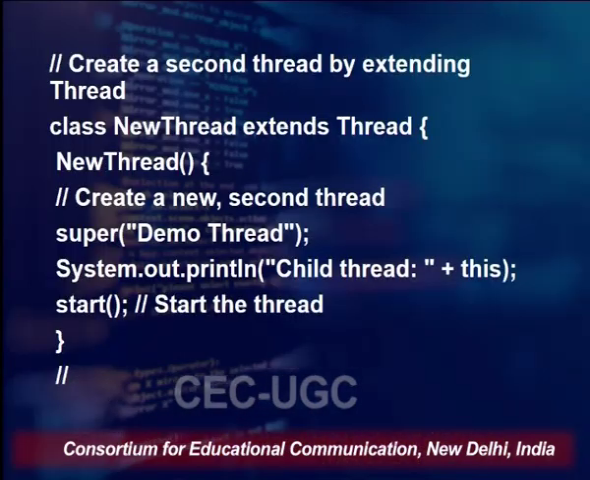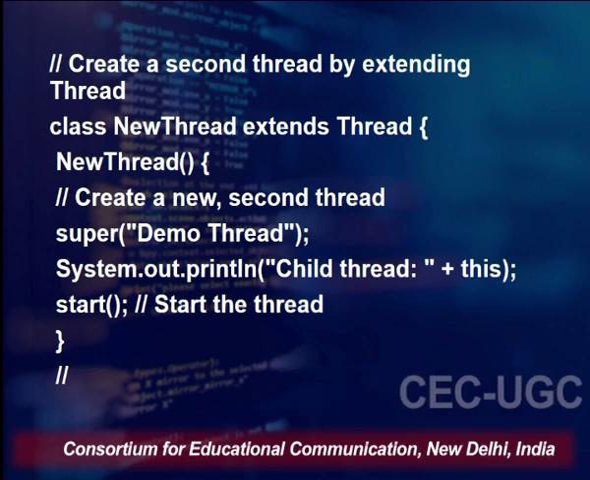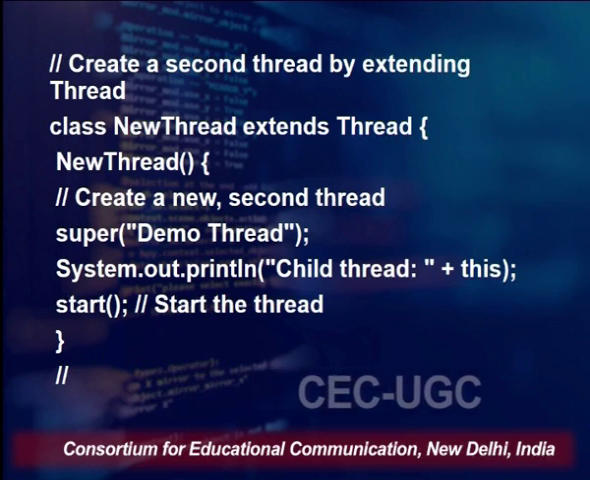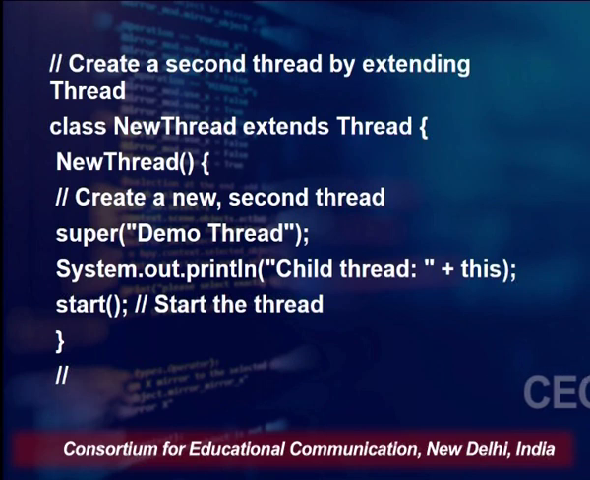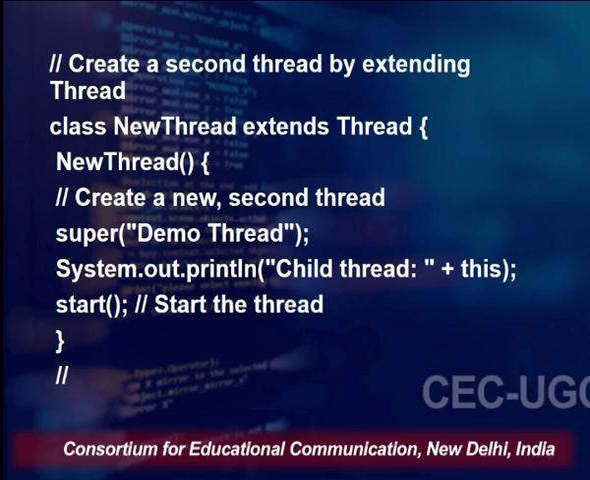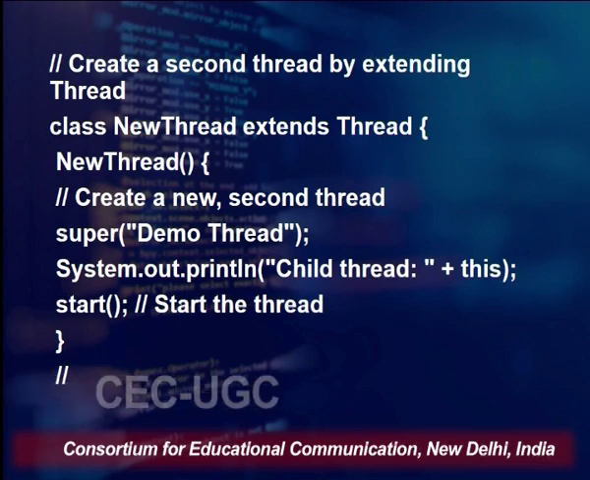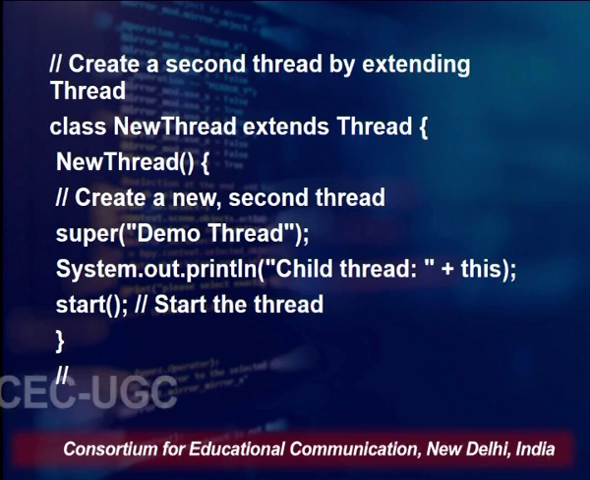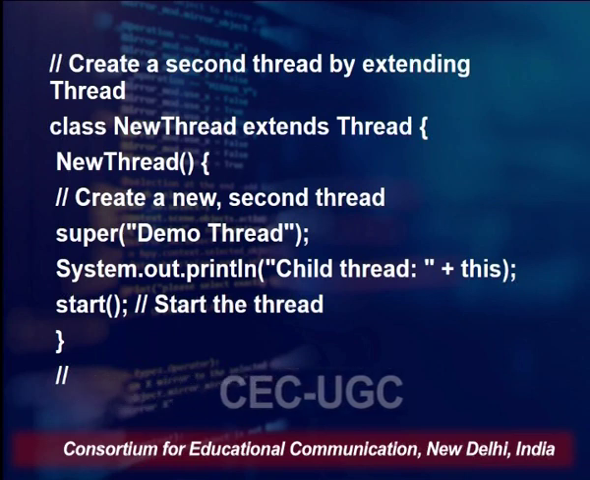And here is the program. We have taken one class, NewThread. The class has been named NewThread, and this is going to extend the class Thread, and this class Thread has so many methods which are going to be used for the implementation of the whole threading. And now with the constructor NewThread, we are going to create a new thread, and that new thread is being labeled as Demo Thread, and we have supplied that name in the form of a string inside super.